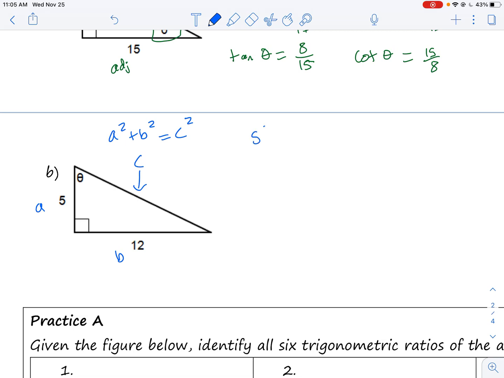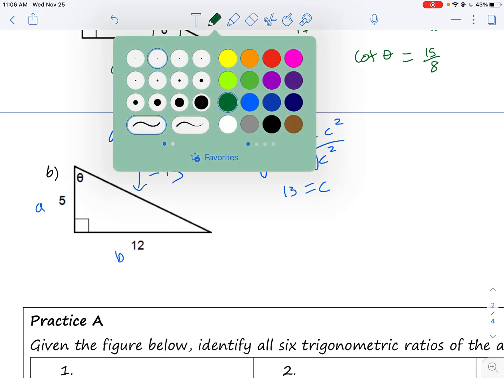So I'm going to use 5 squared plus 12 squared equals c squared. 5 squared plus 12 squared comes out to be 169. There's my c squared. So now I just need to get c by square rooting. And the square root of that, I believe, is 13. Yes, indeed. Remember, normally when we square root, we do plus or minus, but since it's a side length, it can't be minus. So our c is going to be 13. So the side length here is going to be 13. And now I can write out my ratios.